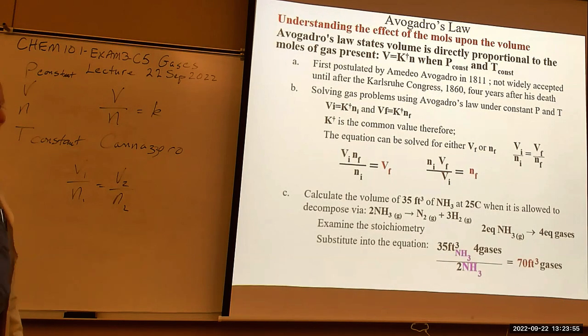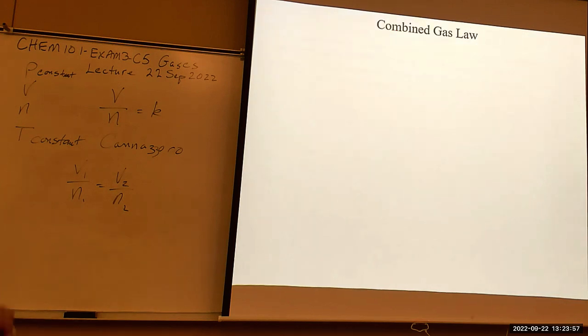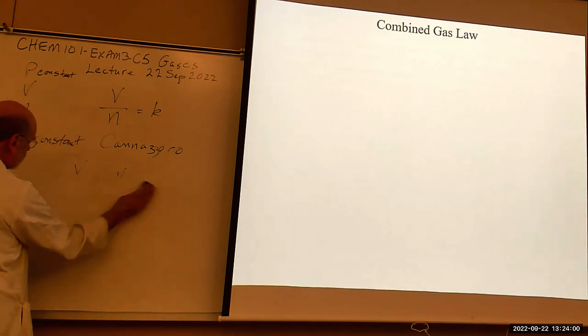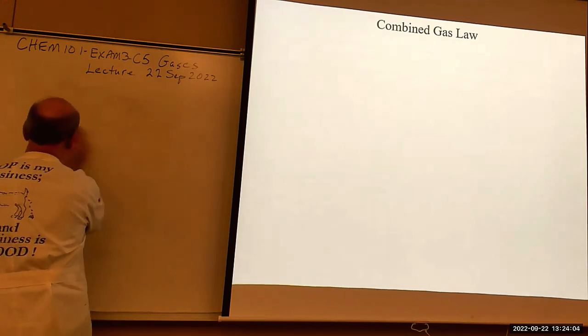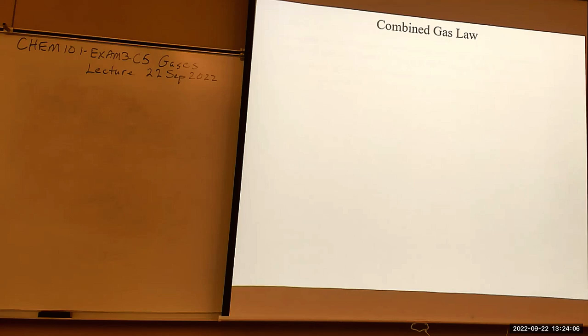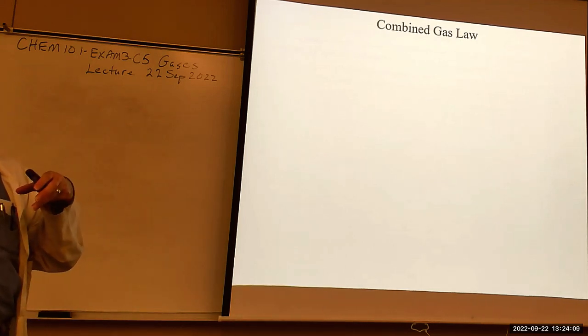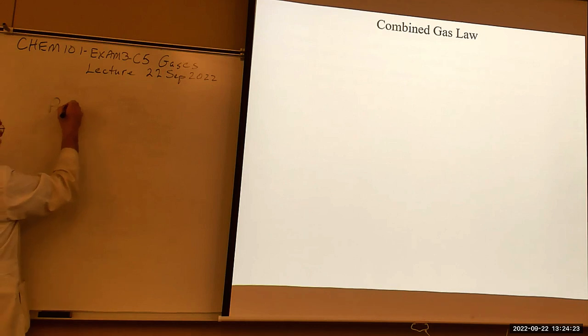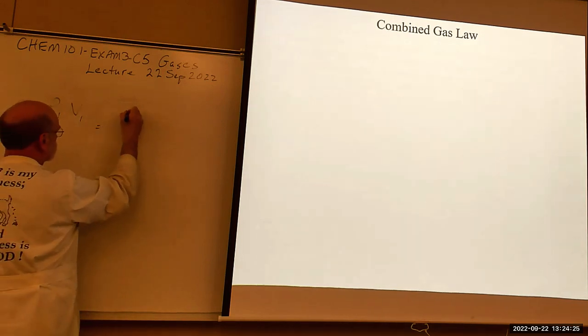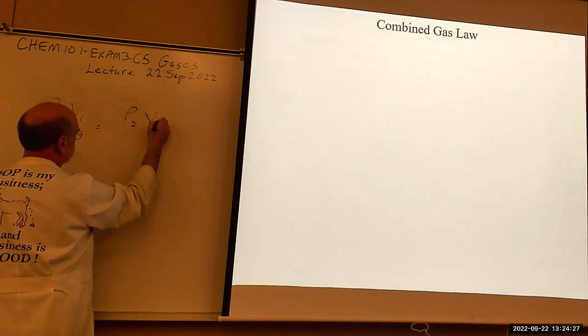Okay. All right. So we don't have to always hold 2 of them constant and let the other 2 vary. Sometimes all 4 of them can vary. So what do we do with that? Well, we take what we know and combine the laws together. We know that this pressure, this volume, equals this pressure times this volume.